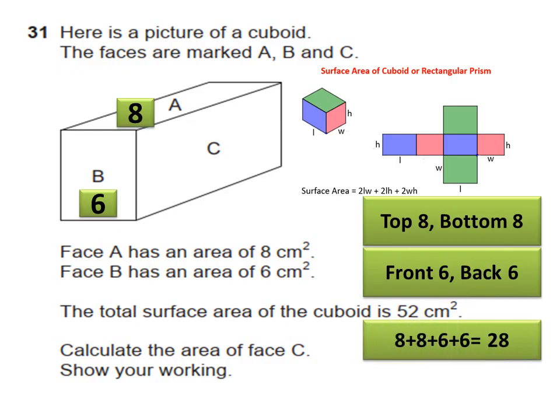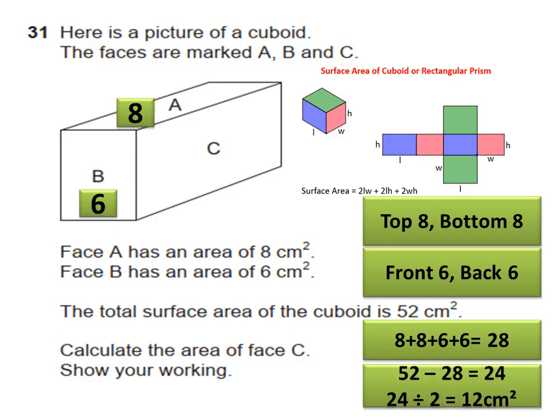We need to add all this together. 8 plus 8 plus 6 plus 6, this will be 28. Subtract: 52 minus 28 is 24. Then it will be 24. Is C 24? No, we have 2 of the C. We have C in the front and in the back, or in the side and the other side. So we need to divide it by 2 to know that each side will be 12. So C alone will be 12.